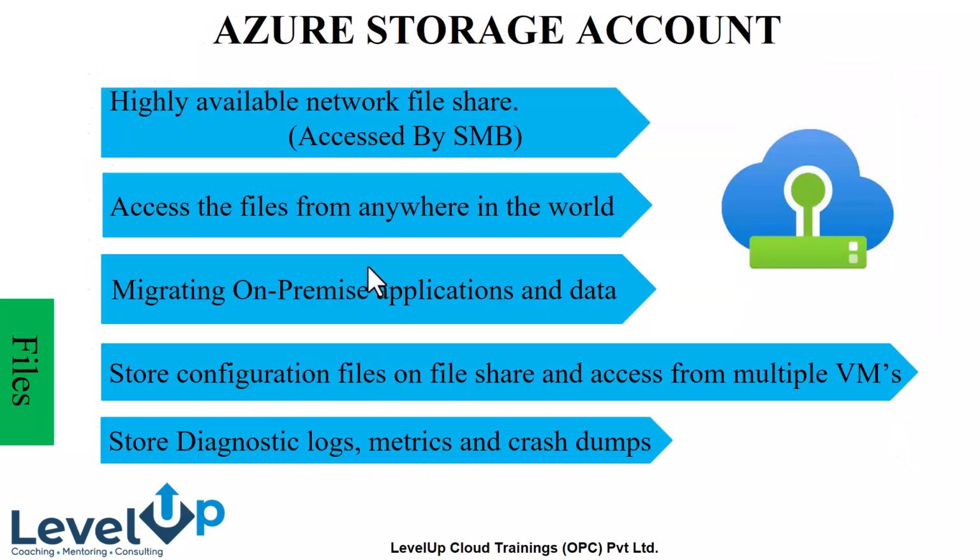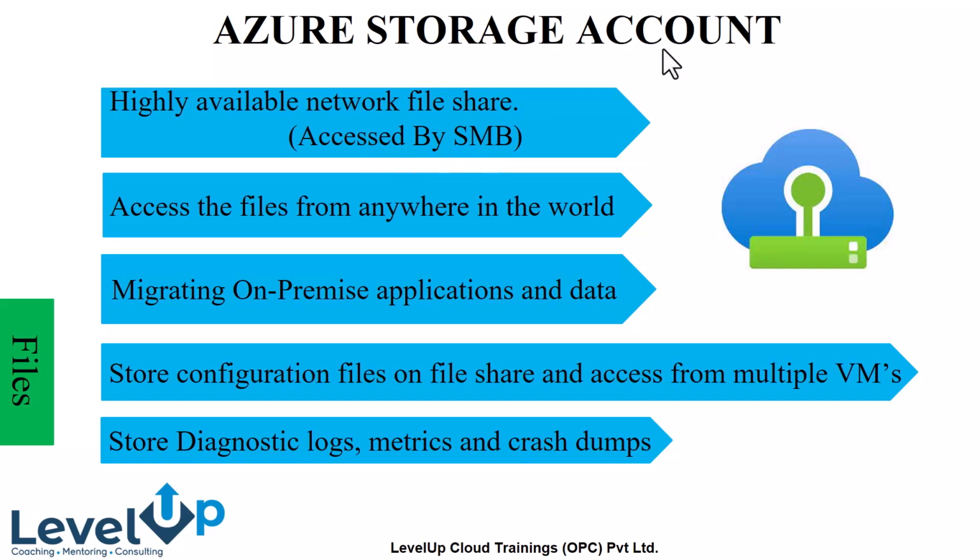Now let us discuss files. Under an Azure Storage account, the first service is blobs. What is the second service? The second service is called file storage. Now what is file storage? It is a highly available network file share that uses a protocol called SMB.